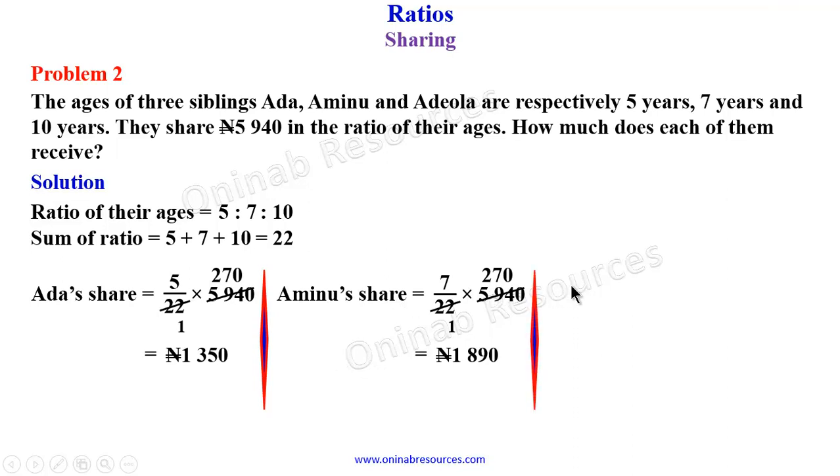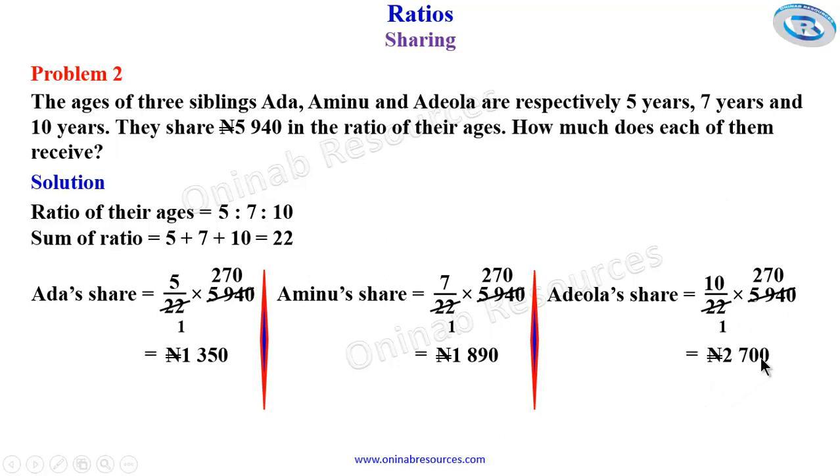And lastly, we have Adeola's share. Adeola's share is going to be 10 over 22, then multiplied by 5,940. So 22 still goes into 5,940 and gives 270. Multiply by 10 will give us 2,700 naira. So with this, we have successfully calculated how much each of them receive. So that's all for problem 2.